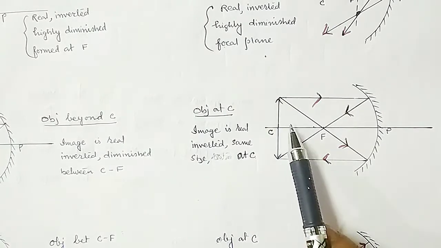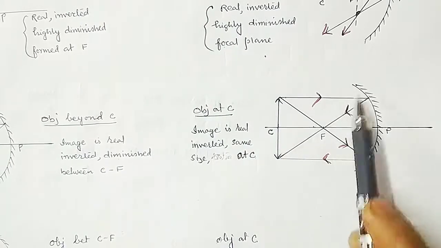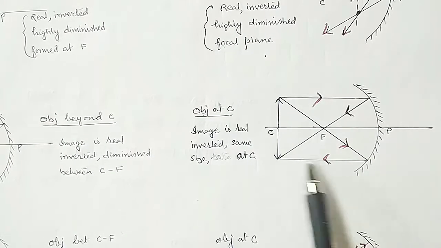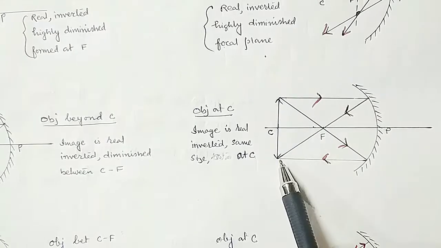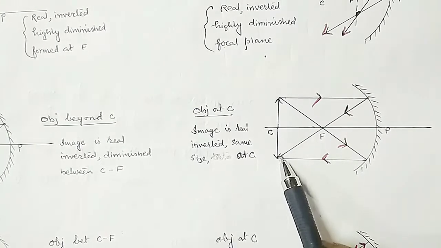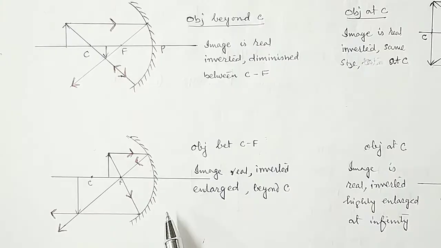So we can say when the object is at the center of curvature, in case of a concave mirror, the image that will be formed will be real, inverted, and the same size, and it will always form at the center of curvature. This is the fifth case.